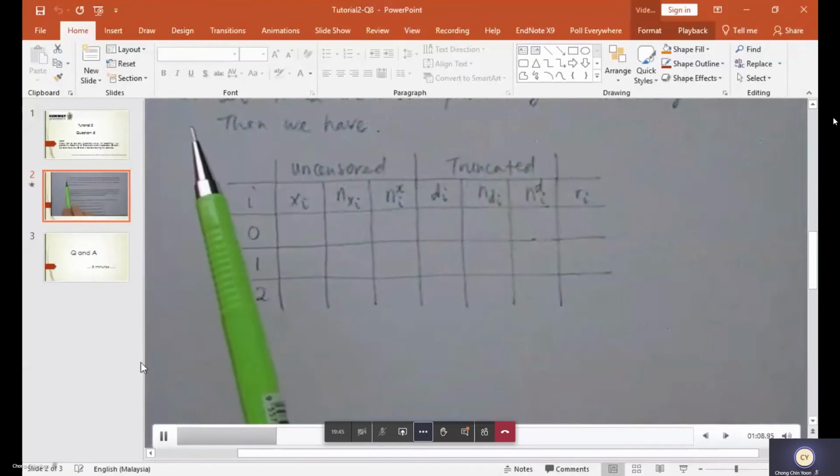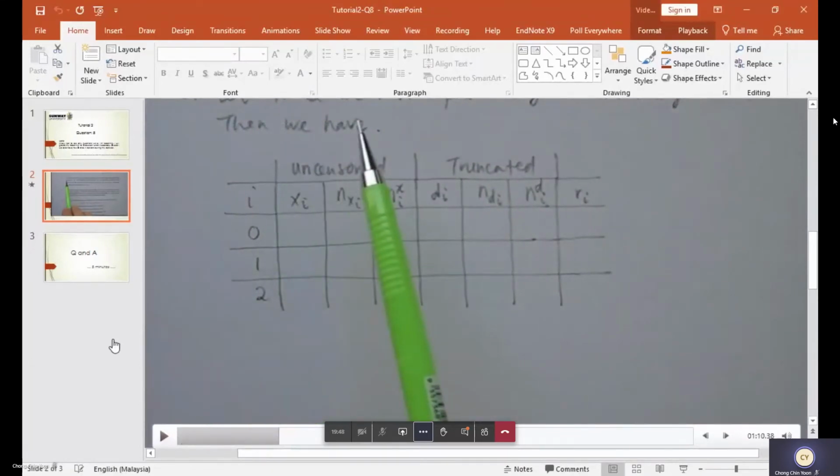Solution for number 8. Let x be... Okay, hold for a while. I think I got some message from who? Okay, not important.